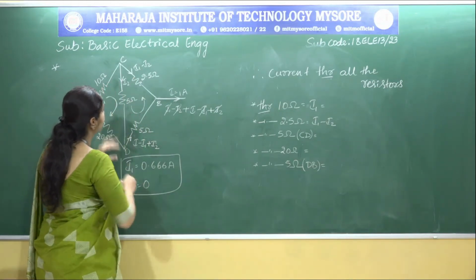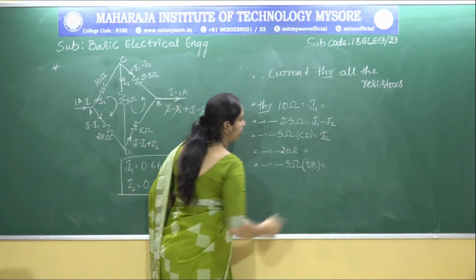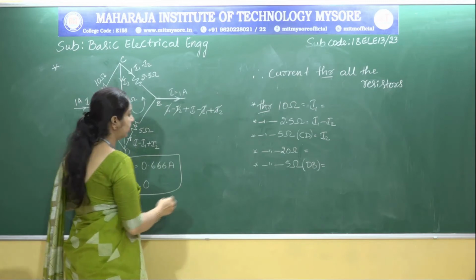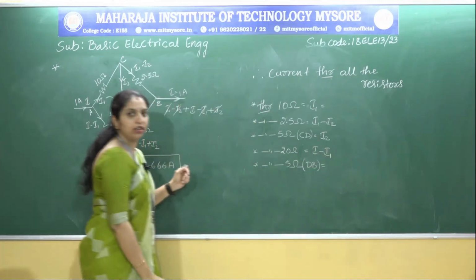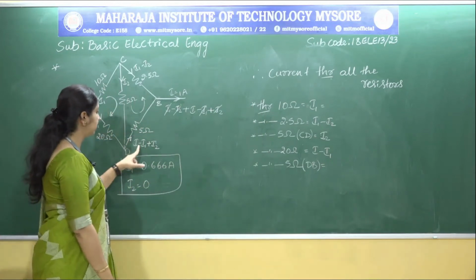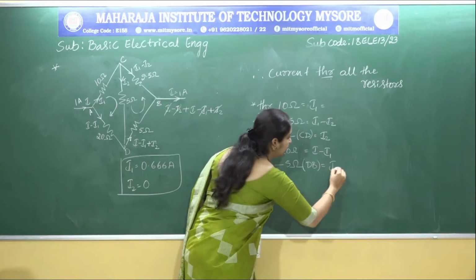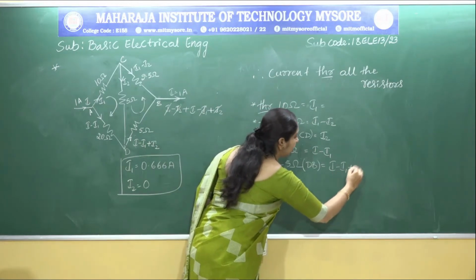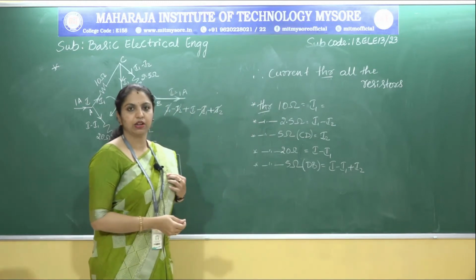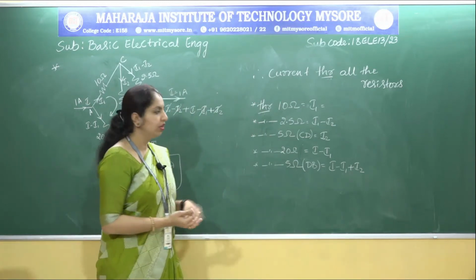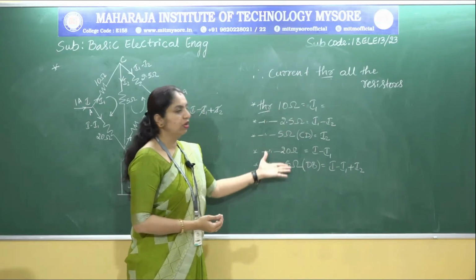So current through 5 ohm resistor is I2, and current through 20 ohm resistor is I minus I1, and current through this 5 ohm resistor is I minus I1 plus I2. So anyway we have calculated the values of I1 and I2, so you can substitute all the currents here, then you will be getting current through all the resistors.